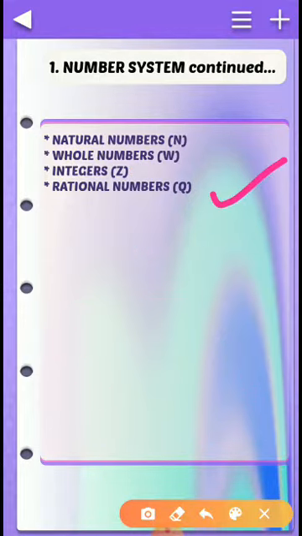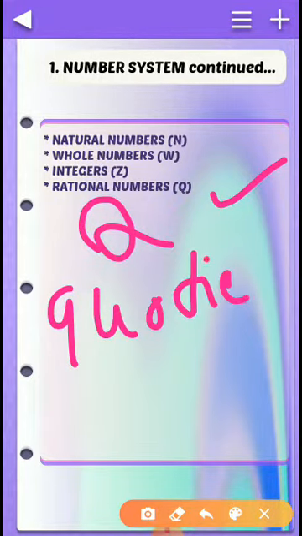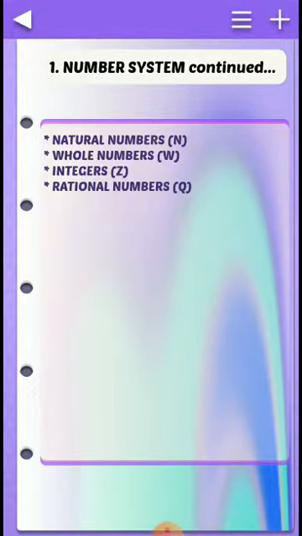Next, it was the rational number. Rational numbers are denoted by Q. You remember what that Q was? It was nothing but quotient. So Q is the rational number set.